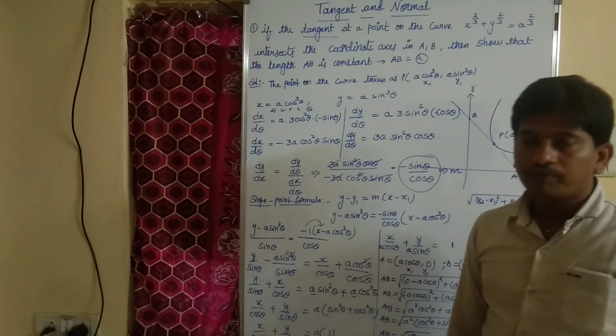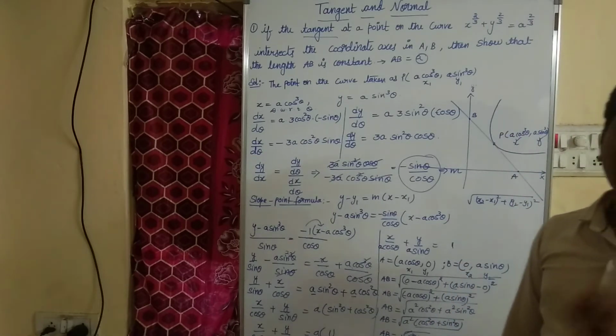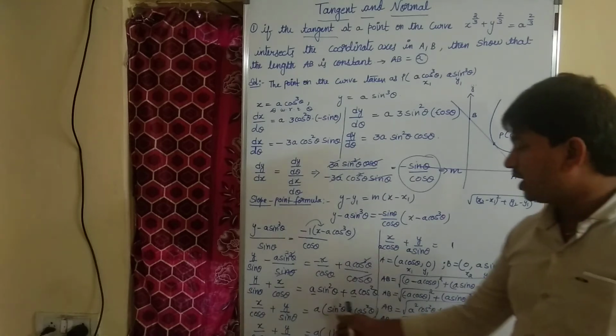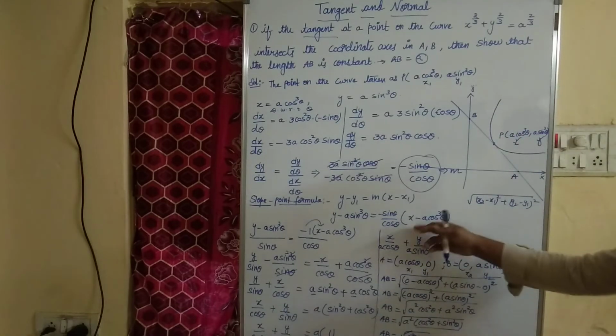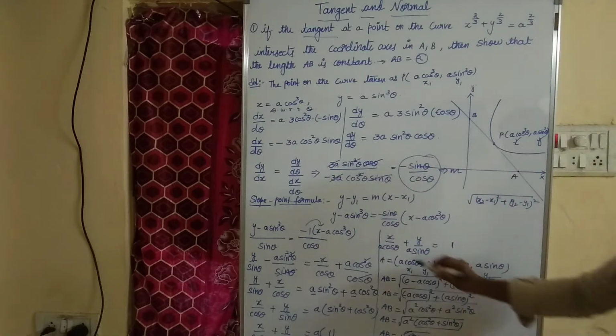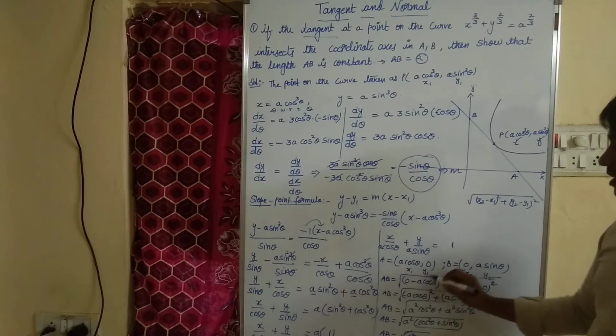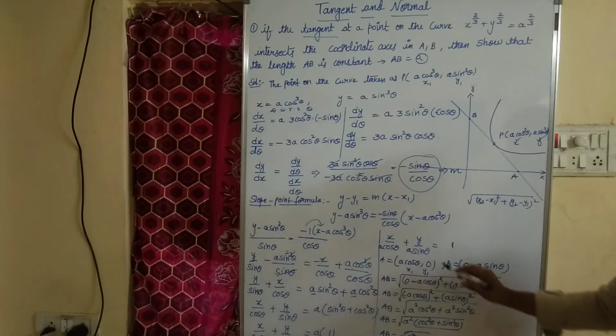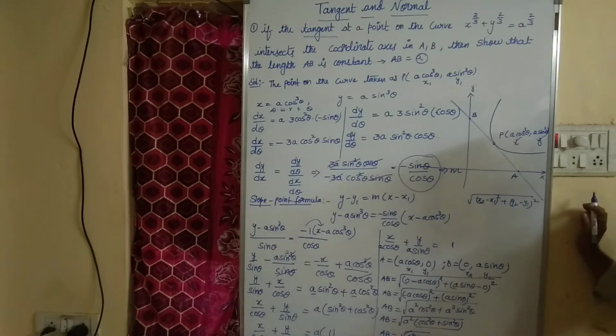Now we know that the x-intercept A and y-intercept B formula is x by A plus y by B equal to 1. So A, I transposed it. So we got x by a cos theta plus y by a sin theta equal to 1. So x-intercept is called A. On the x-axis y value will be 0, so a cos theta comma 0. Y-intercept is called B. On the y-axis x value will be 0, so 0 comma a sin theta.